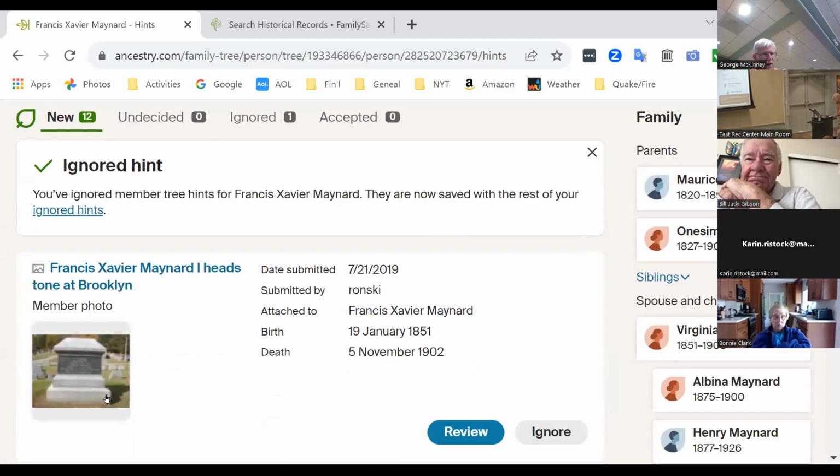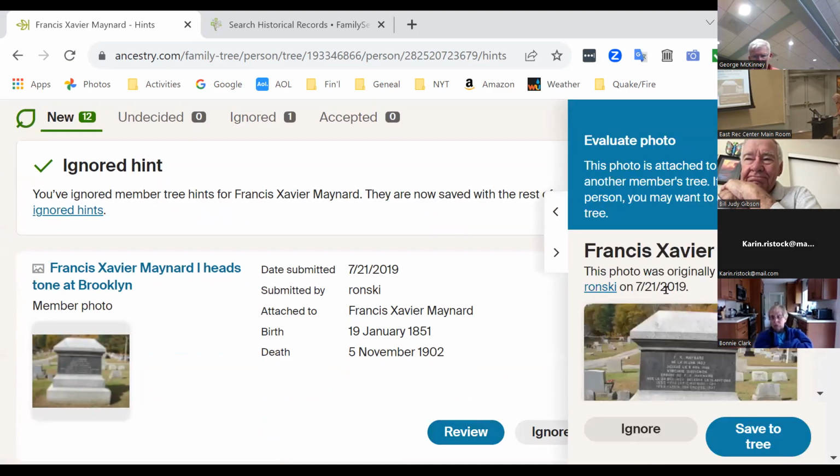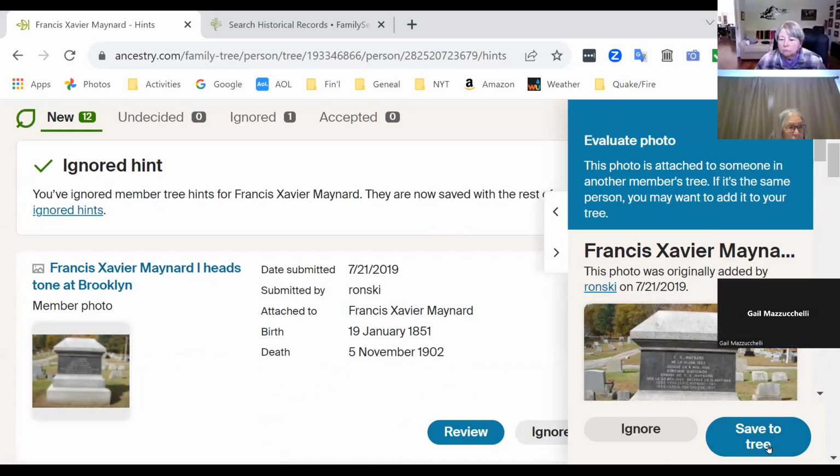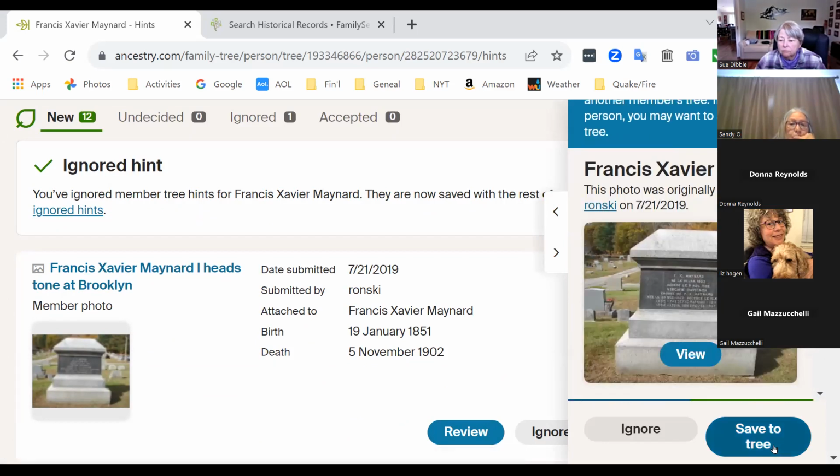Okay. This is a picture of a tombstone. By the way, Brooklyn is Brooklyn, Connecticut, just to be clear on that. So I can review that. So here's a picture. This is the tombstone I talked about a moment ago. I can save it to the tree.